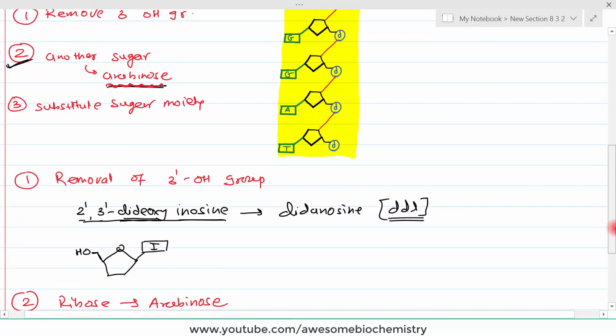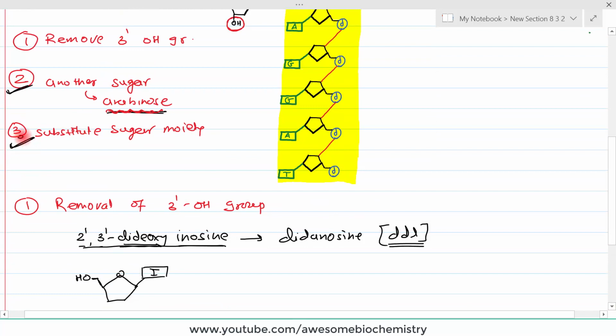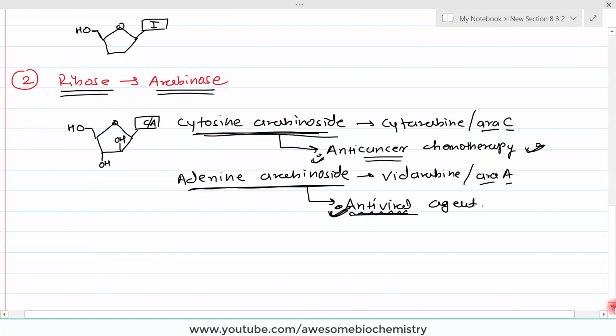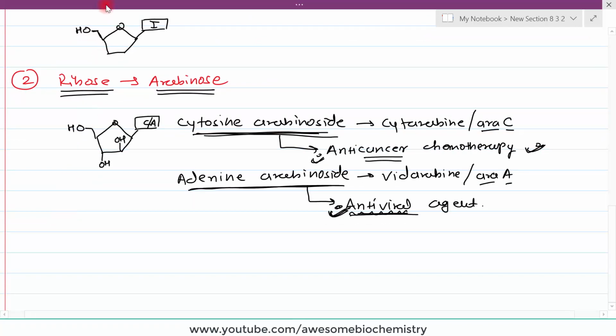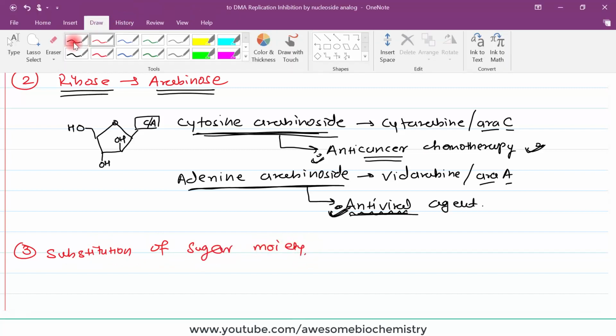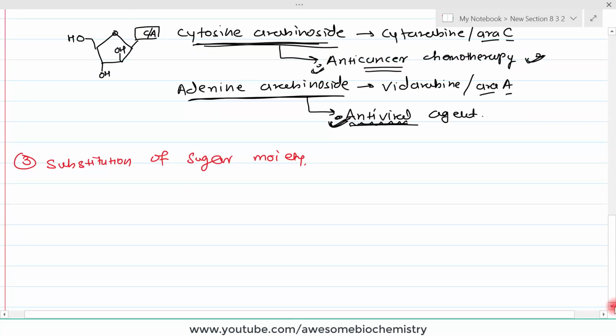Now about the third strategy, that is the substitution of the sugar moiety. So now instead of the sugar molecule, we can use some structural analog of the sugar. So our third strategy is the substitution of the sugar moiety. In this case, one very good example is azidothymidine.